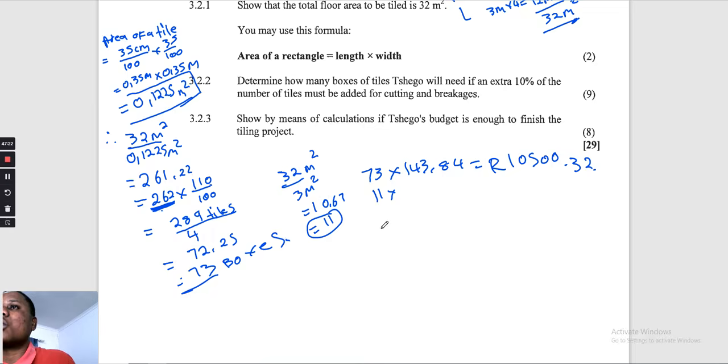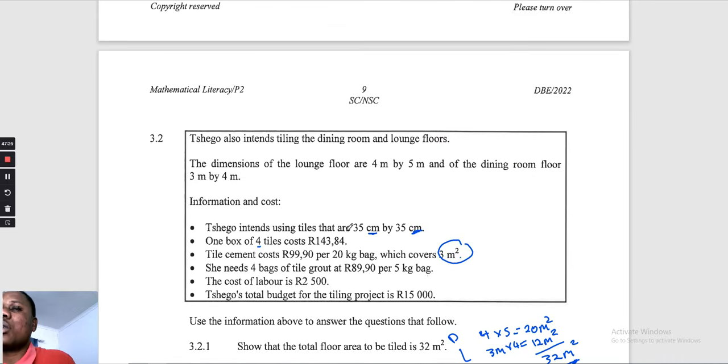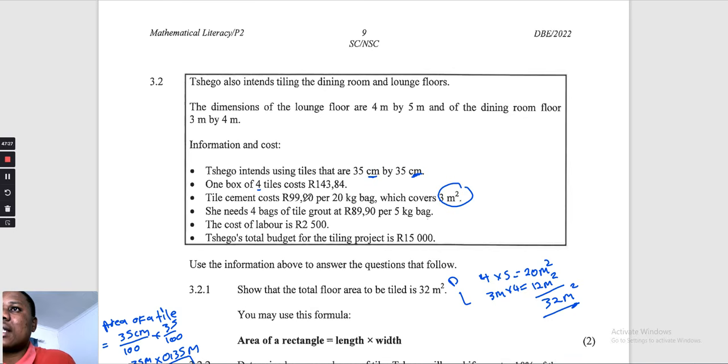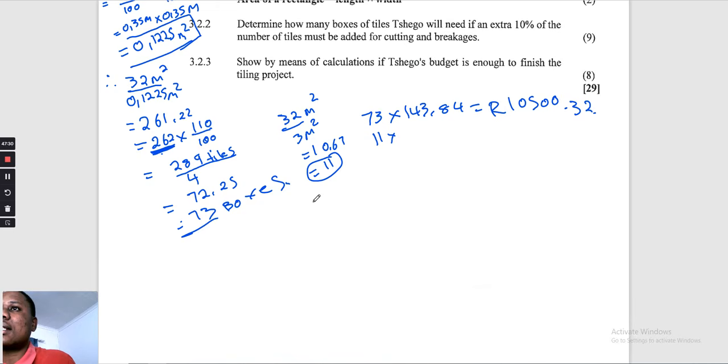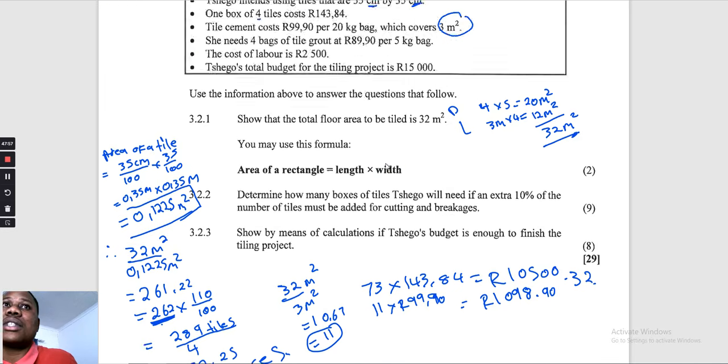Each bag is going to cost her 99 rand 90 cent. So that will be 11 multiplied by 99 rand 90 cent, which is 1098,90.